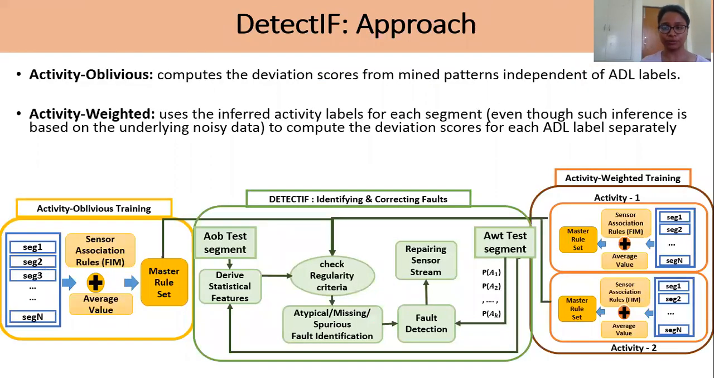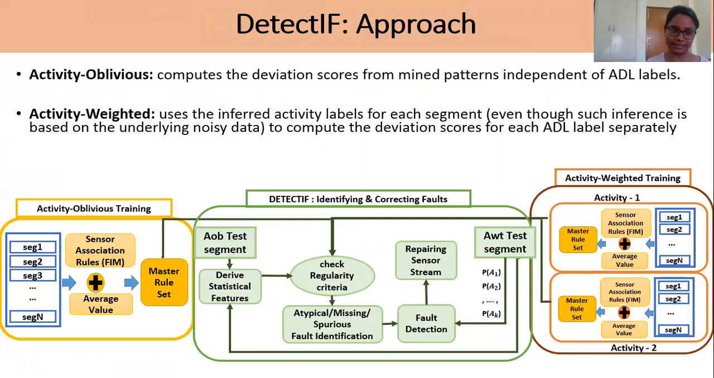Okay, let's jump into the approach. We have two approaches, activity oblivious and activity weighted. I will talk about them in detail, but to give you a rough idea, activity oblivious is when we don't care what underlying activities are there, and activity weighted is when we try to see what activities are getting predicted, and then try to detect what faults are there. We can use one of them, and then we go ahead and detect and correct those faults.